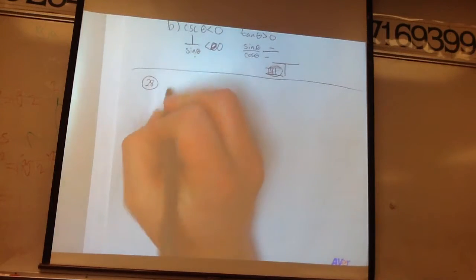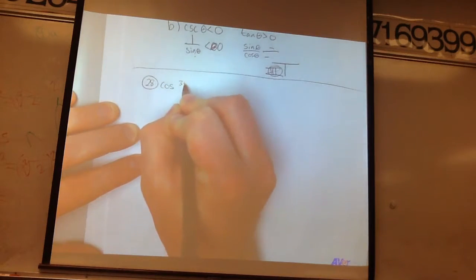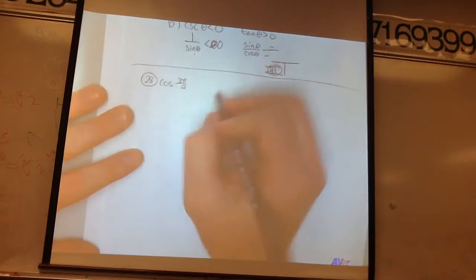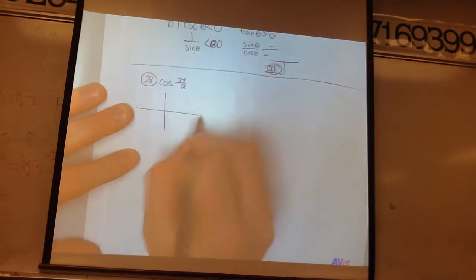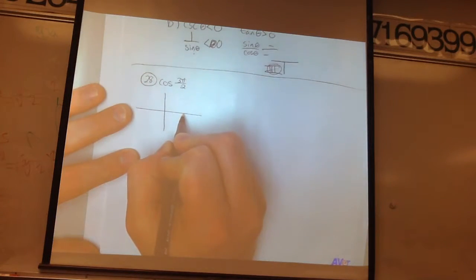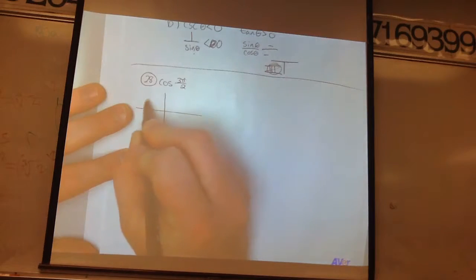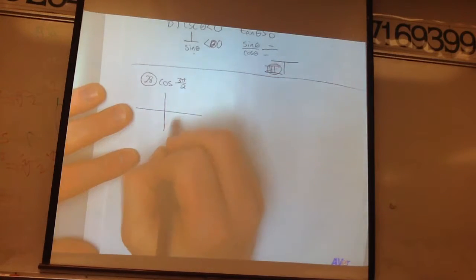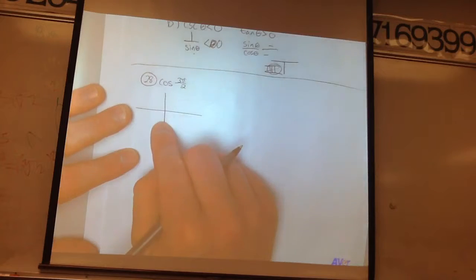28. The cosine of 3 pi over 2. Well, first you gotta just go like this. Where's 3 pi over 2? 270. Right here. I should have a unit circle quiz. Memorize it. Just draw it.